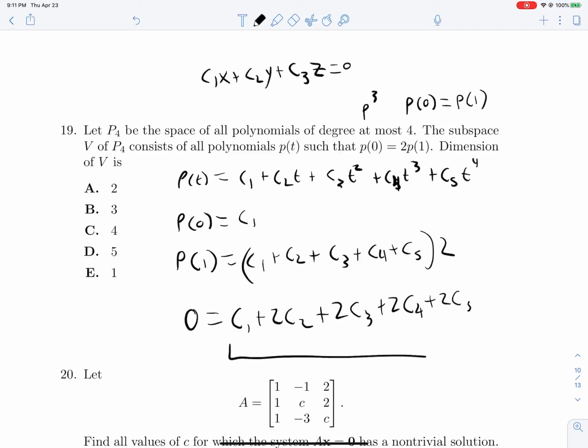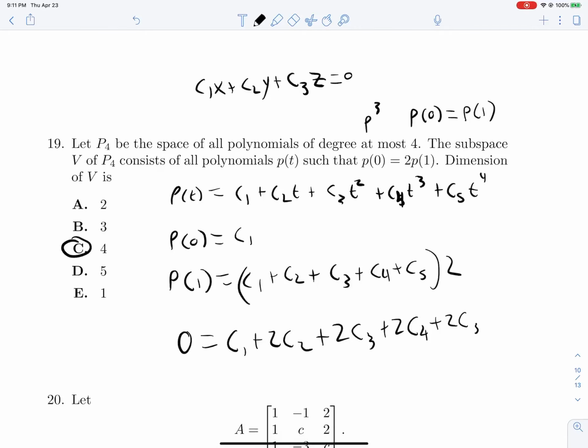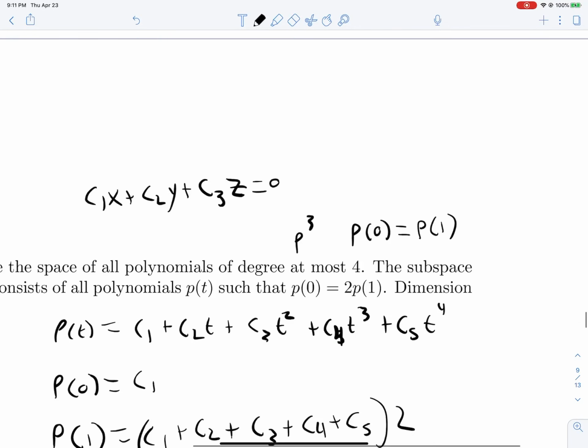So likewise, this over here includes 5 variables, but since we can only mess around with 4 of them, the 5th one, or it can be any of them, but one of them has to compensate for all of the stuff done by the other 4 in order for it to still be equal to 0, this is a 4-dimensional subspace. There we go.